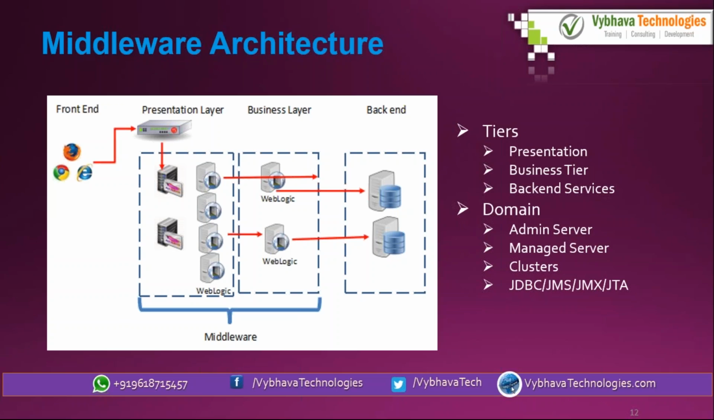The services which we can run on these different layers, JDBC, JMS, JMX, JTA, are all different services which we can have from the business layer. From the presentation layer, only web: HTTP, HTTPS. So that is the overall high-level middleware architecture. The request comes from the browser, ends at the database, and the flow is reversed the same way.